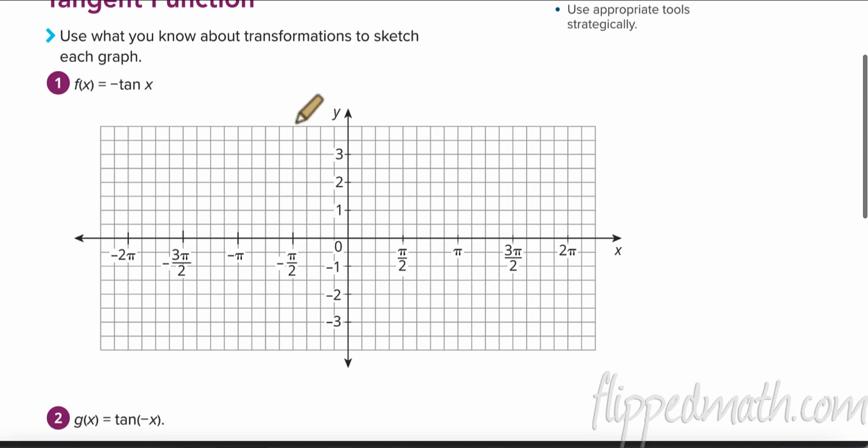Transformations, too easy. I'm going to start you out here. I know that a tangent of 0 is 0. I know that half of my period is to the left of that. I know that half of my period is to the right of that. All right? Now, what does the negative do?